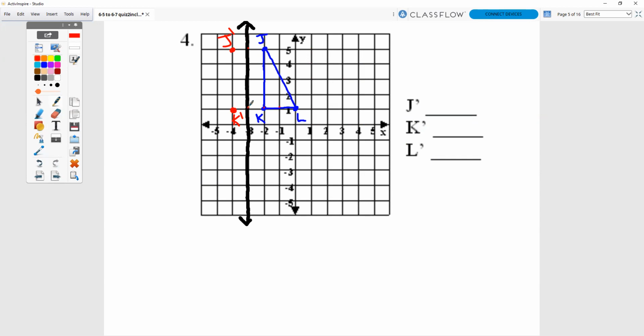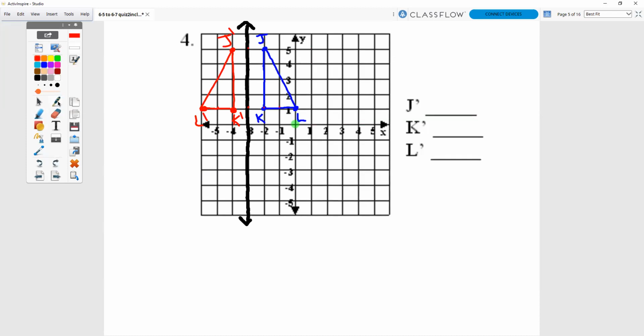L, 1, 2, 3 places to it. 1, 2, 3 places away from it is L prime. Connect the dots, and you have your flipped opposite mirror image. Same size, same shape. It's just flipped. One on one side of the line, one on the other side.